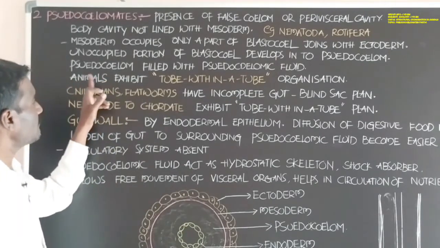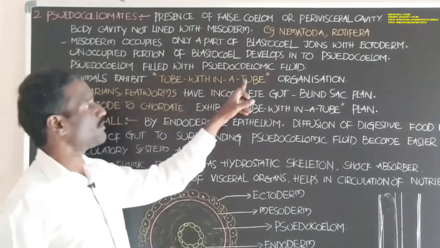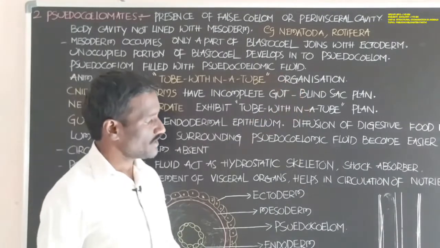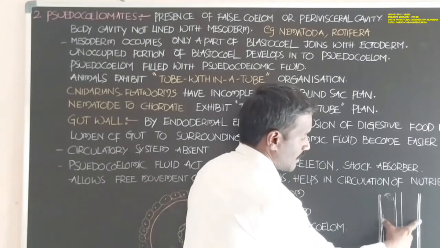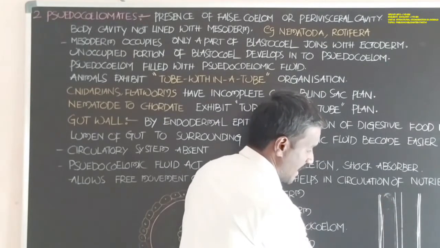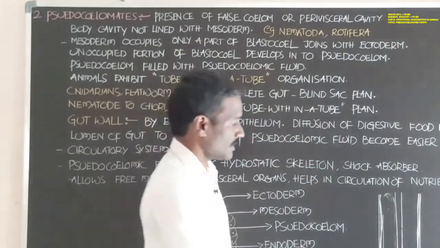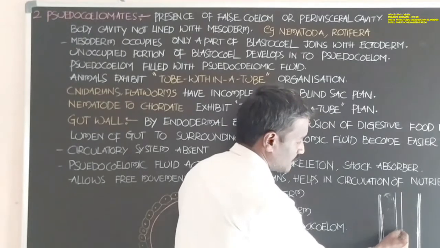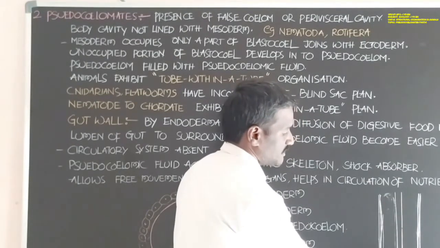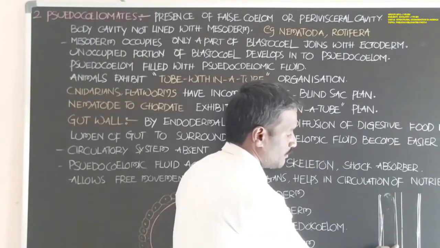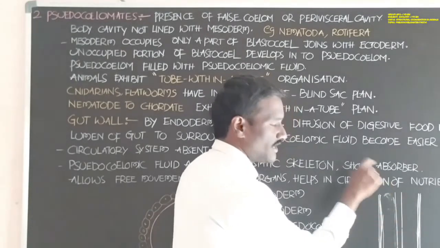Next, animals exhibit tube within a tube organization. Student, it is one of the body walls of the animal, arranged in a tube-like manner. Next, it is another tube present in the tube-like arrangement. This is the tube, this is the tube within a tube.